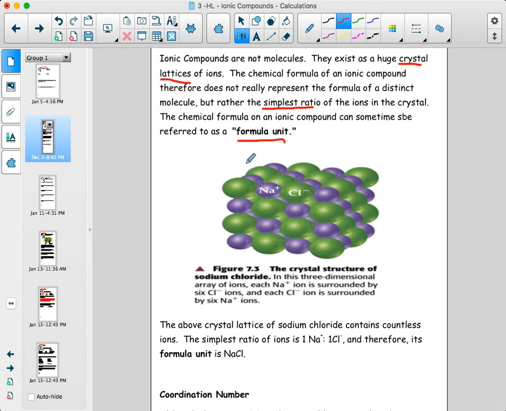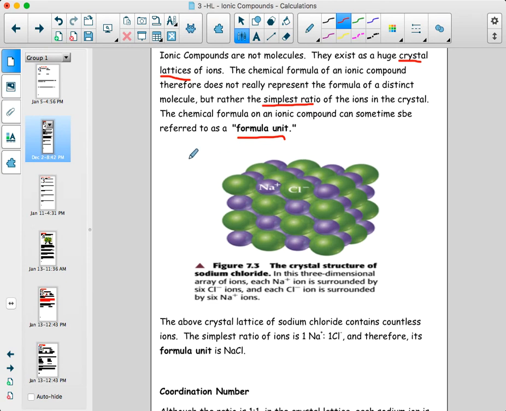So if they want to ask you that same type of question for an ionic compound, they may use the term, how many formula units are there in this much sodium chloride? It's not that common, but I just want to make sure that everyone has seen the term so they know how to deal with it.